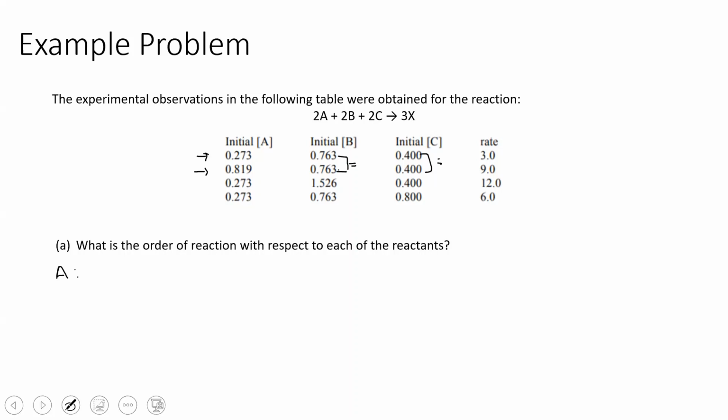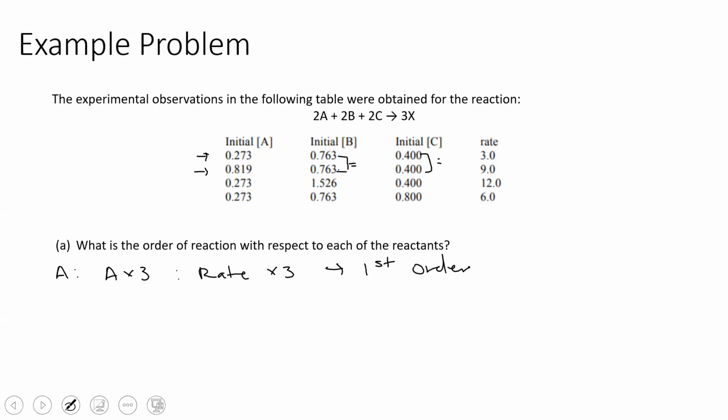These are equivalent, but this changes A, which is exactly what we're looking for. So we just have to ask ourselves what's happening when A changes and the rate changes. It looks like A is tripled. So when A is times 3, what happens to the rate? Rate goes from 3 to 9, so that also triples. And if they both change at the same rate, then we know it's first order.